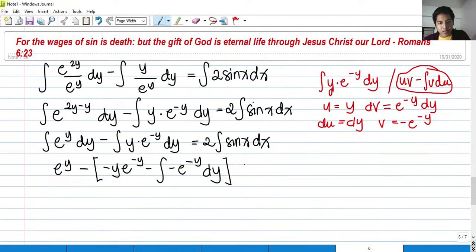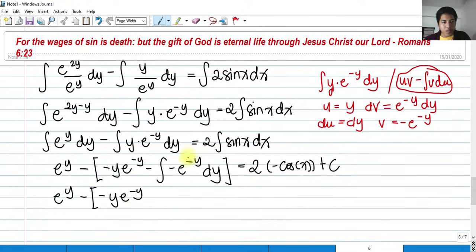And that is equivalent to 2 integral of sine, well, of course, that's negative cosine of x. Don't forget the plus c. So, upon simplifying this, we have e raised to y. Later I will distribute the negative sign. So, I can factor out negative here outside of the integral. So, minus times negative would be plus. And we have e raised to negative y dy. And this would be negative 2 cosine of x plus c.